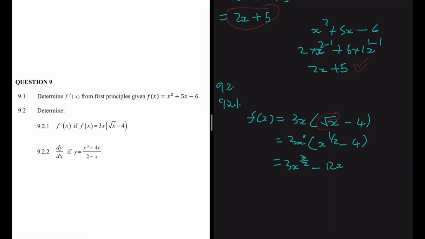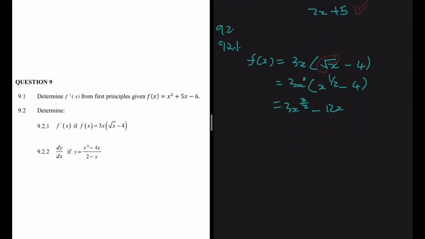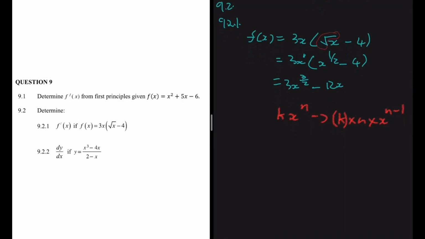So now we can use the power rule to solve this. What is the power rule again? Just to remind you, if we have some function k x to the n, right? Then if you differentiate that, you should get k multiplied by n multiplied by x to the n minus 1, right? K being the coefficient of our x. So let's use the power rule there and see what happens.